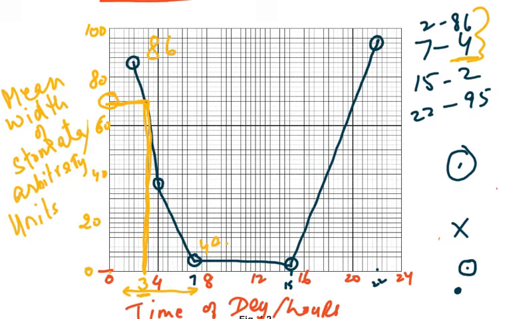Then between 200 hours and 1500 hours, the width of the stomata decreases from 86 to 2 AU. So here it has gone down to 2 AU, arbitrary units. And then between 1500 and 2200 hours, the width of the stomata increases from 2 arbitrary units to 95 arbitrary units. So describe is no biology, and you just had to give me these figures, and you would get your 2 out of 2.